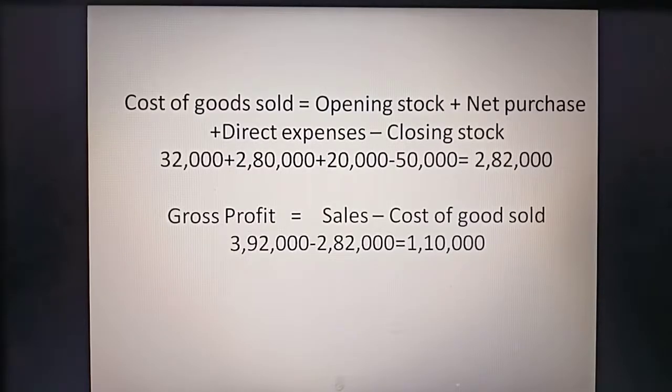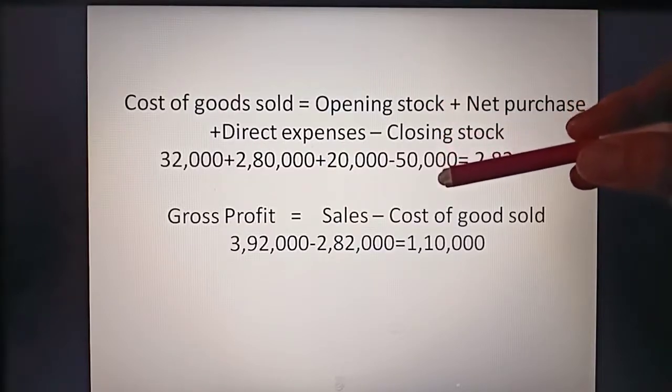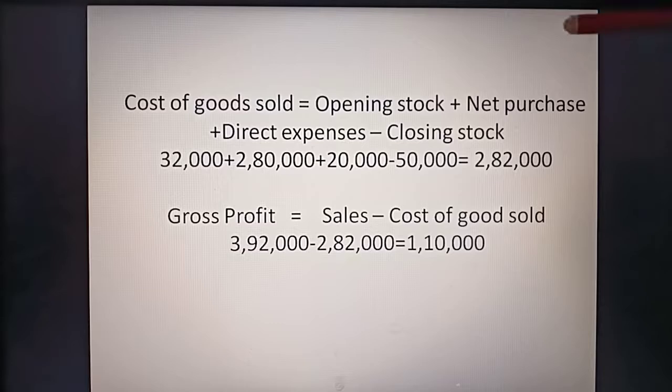I hope you understood. You have to learn the formula of cost of goods sold. Again I am repeating: opening stock plus net purchase plus direct expenses minus closing stock. In the trading account, all these items are recorded on the debit side and closing stock is recorded on the credit side. So from all the items of the debit side, only closing stock from the credit side is deducted. Then you will get cost of goods sold.